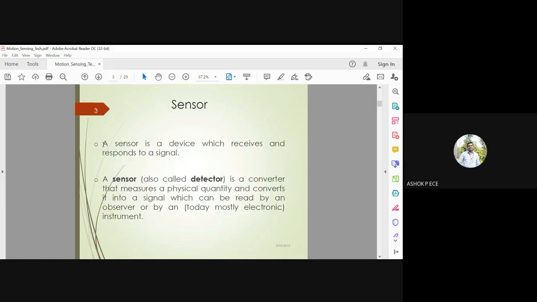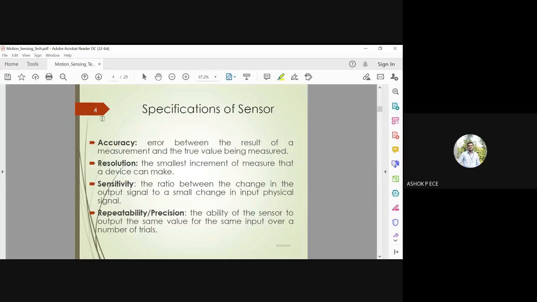A sensor is generally used to receive and respond to a signal. Okay, so that is the application of a sensor, and a sensor is also called a detector because it receives a signal and converts it so that it can be read by an observer or an instrument. Specifications of a sensor, these are the properties a sensor should have: accuracy, the error between the result of a measurement and the value being measured. So accuracy is how close the measured value is to the true value. The difference should be very minimal, and then I can say the device is accurate.